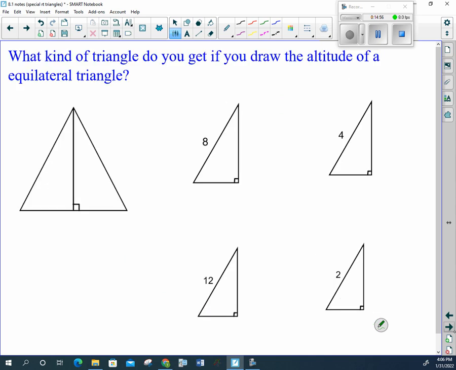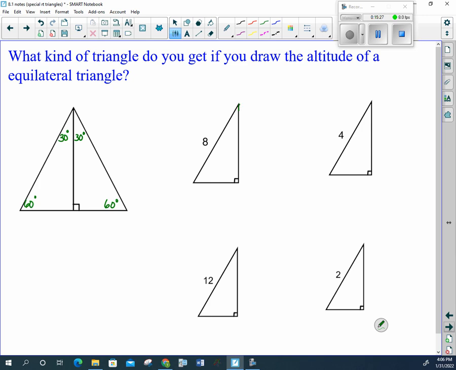Okay, new idea. So this is our 30, 60, 90. It says, what kind of triangle do you get if you draw the altitude of an equilateral triangle? So equilateral, these angles are all 60. And when you draw the altitude in, it bisects this vertex angle. And down here is 90 degrees. It's marked 90.